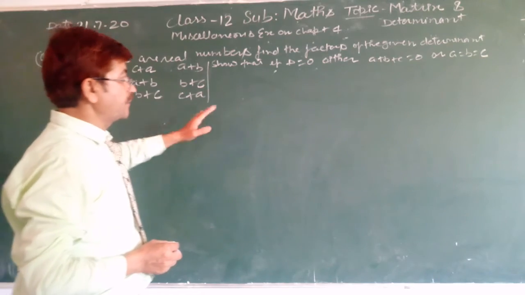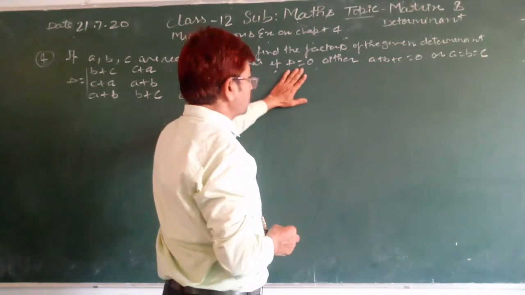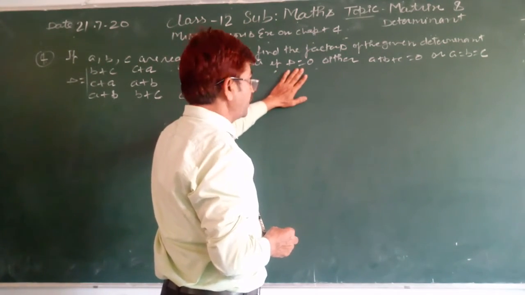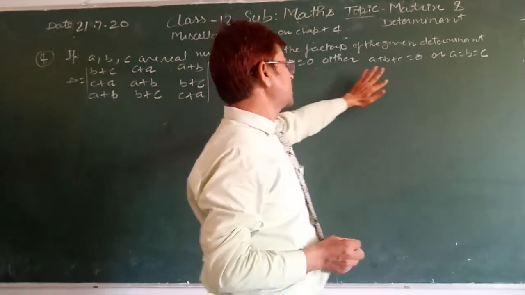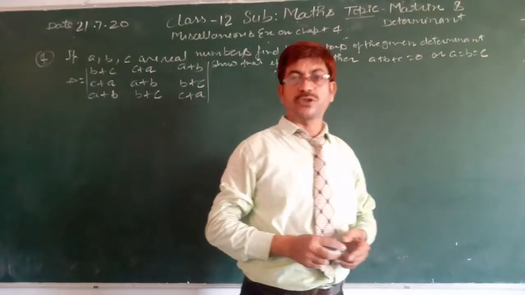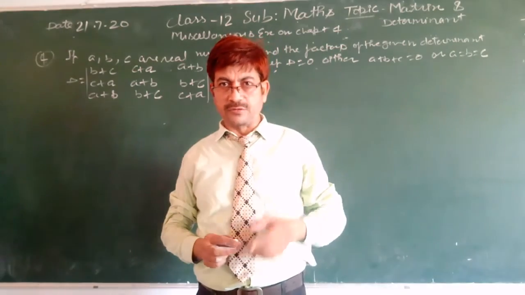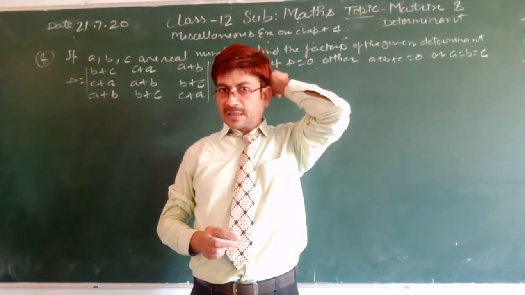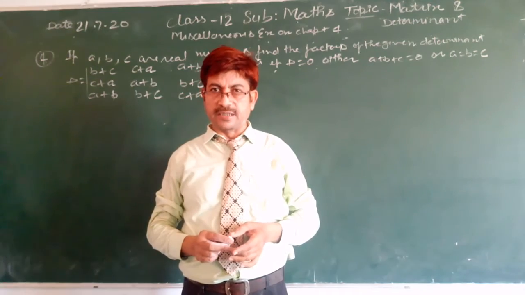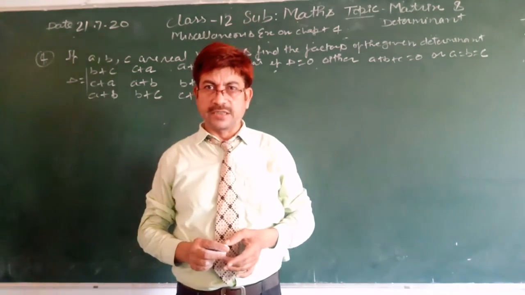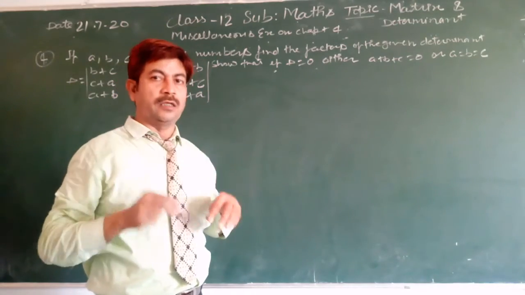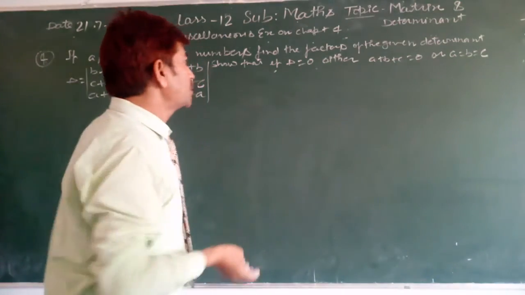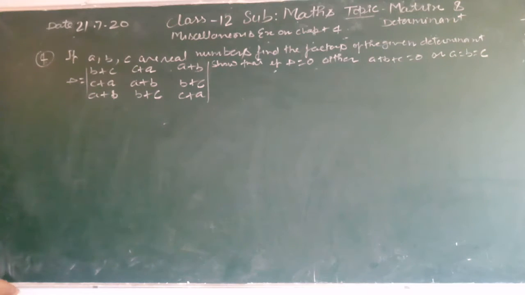So that if the value of the determinant is equal to 0, then you have to prove either A plus B plus C equal to 0 or A equal to B equal to C. It means the sum of all three real numbers is 0 or they are equal, that is A equal to B equal to C. So first we find the factors of the given determinant.